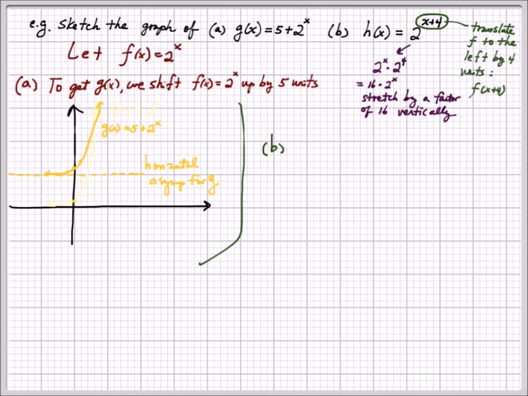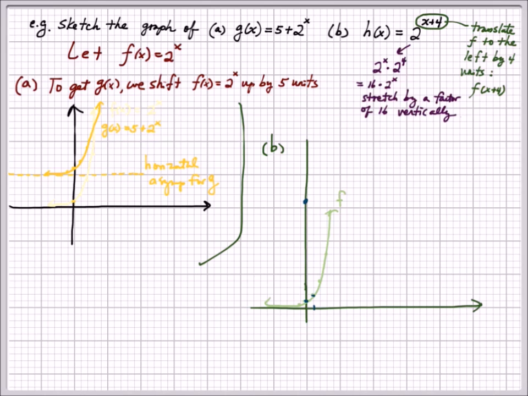Part B, you can think of it both ways. Here I'm going to think of it as stretching by a factor of 16. Again, I start with the function f of x in the background, and then multiply every single y value by a factor of 16. If I take the value 1 here, multiply by 16, I reach the point 16. Take the second point, (1, 2), multiply that by 16, it gives me 32.